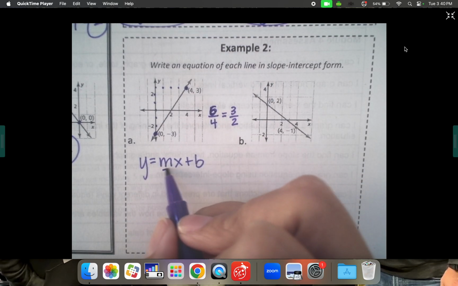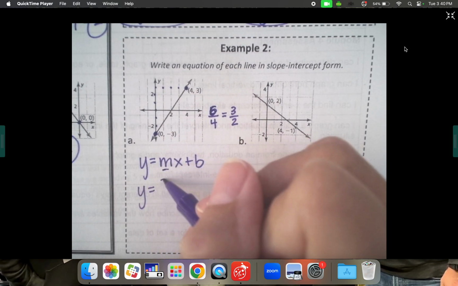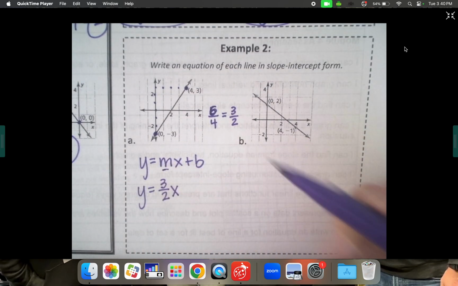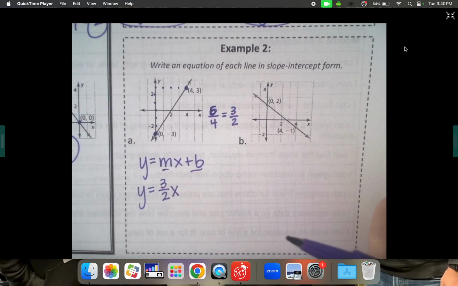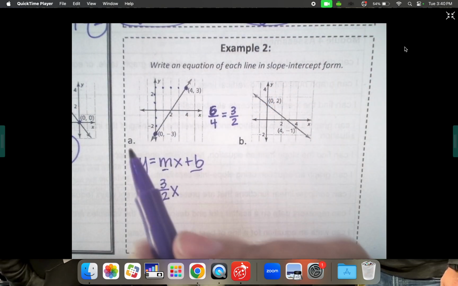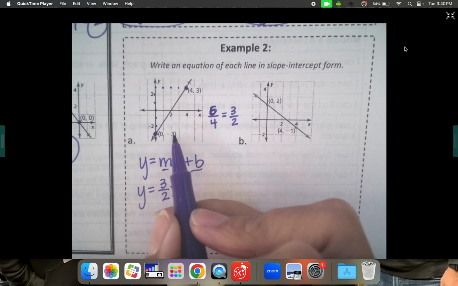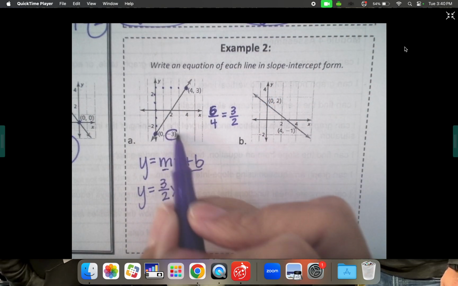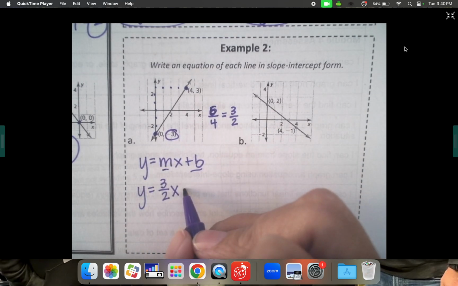So instead of m, I'm going to write y equals 3/2 x. Now, to find my b, that's my y-intercept. That's where it hits the y-axis. So we need to look and see that it hits the y-axis right down here at -3. So since it hits at -3, it's -3.